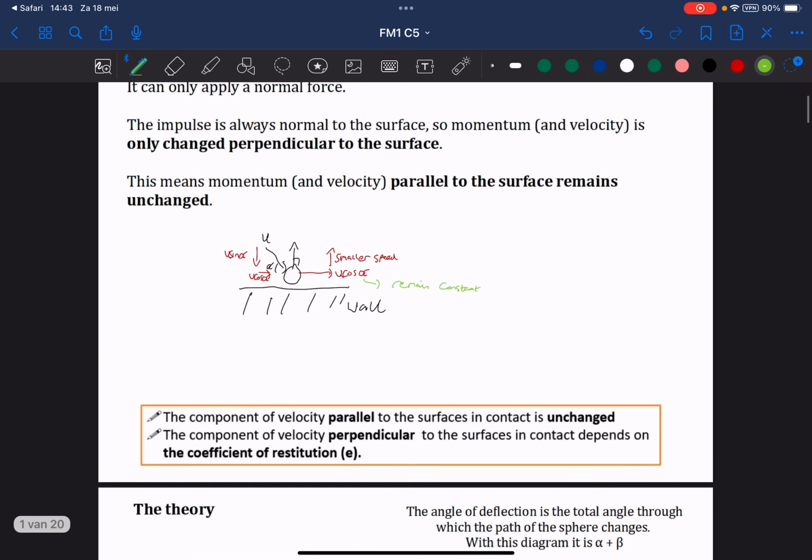So, the two things that I would recommend that you learn for this particular chapter is that the component of the velocity parallel to the surface is unchanged, and perpendicular to the surface it will depend on what's known as the coefficient of restitution. Now, I could just give you a bunch of formulae, but that's not any use to you, so why not explain where this idea comes from in the next diagram.